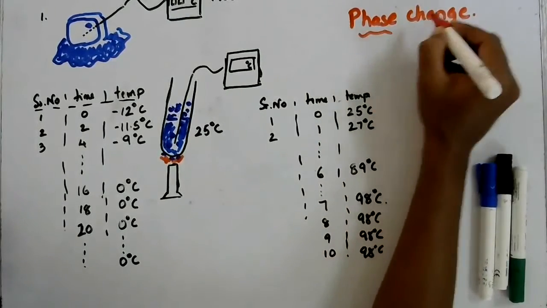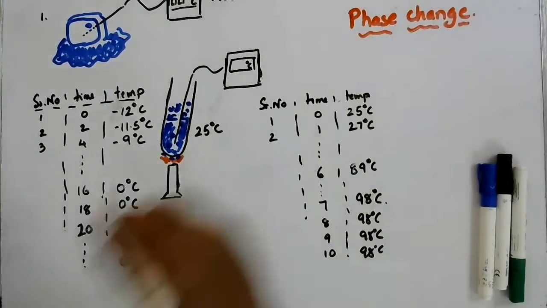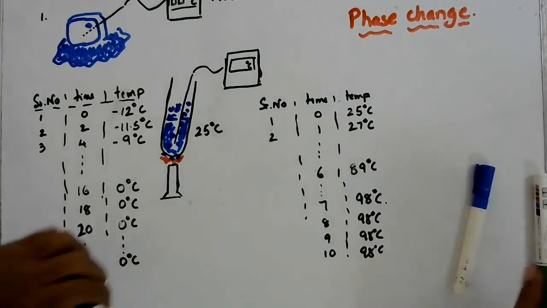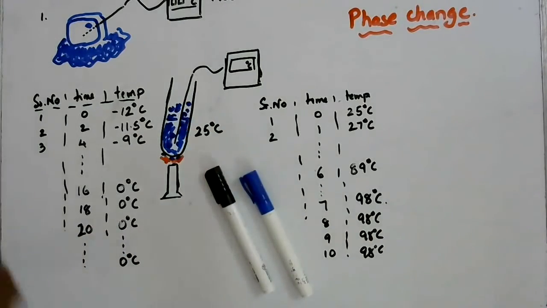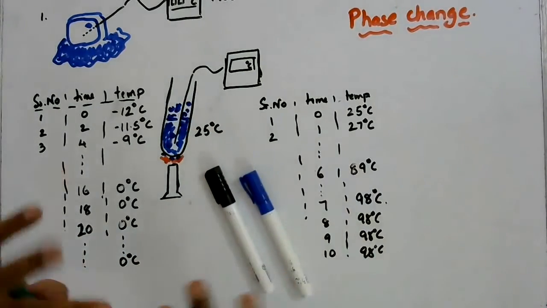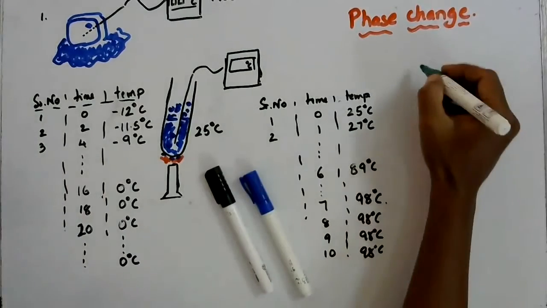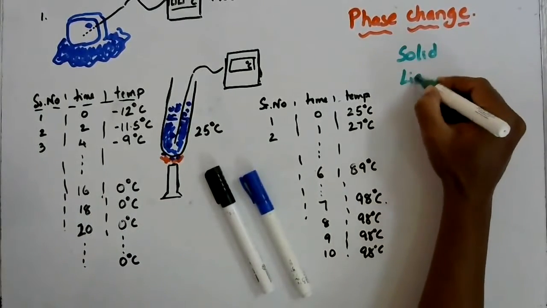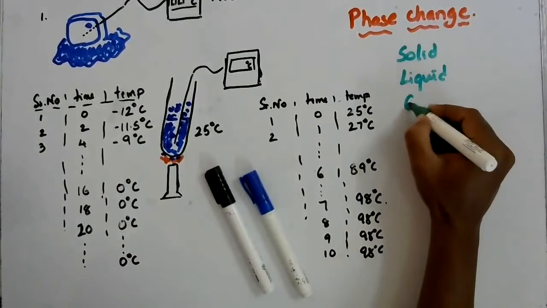Okay, so what is this phase change? You might have studied it in earlier classes. A phase change is a change that occurs when any substance undergoes a transformation from one phase to the other, and the three phases that we generally deal with in thermodynamics up to this level, in heat up to this level, will be solid, liquid and gaseous state.